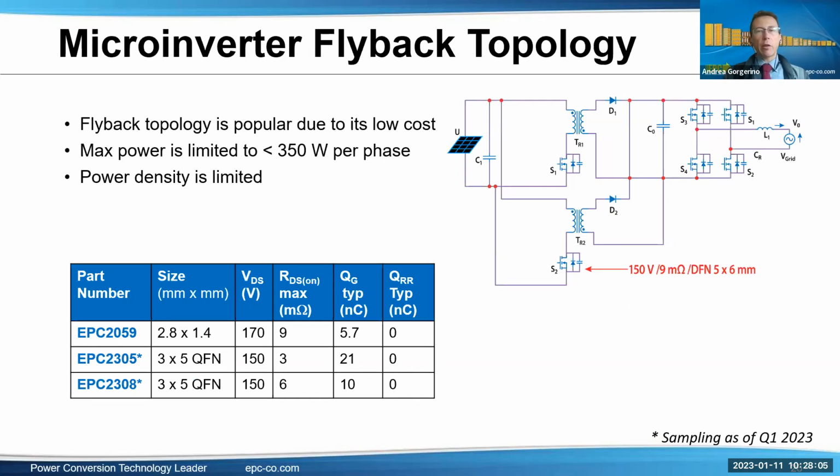The next one is for the microinverters. I'm going to show two different ways to do it. The first one is a flyback, very common. Typically, I'm showing here a two-phase flyback, for example. Because of the reflected voltage from the transformer, these typically require higher voltage class devices. So EPC 2059 is a 170 volt chip scale package. And we also have QFNs in the 150 volt class, like the 2305 and 2308, which are well suited for this application.